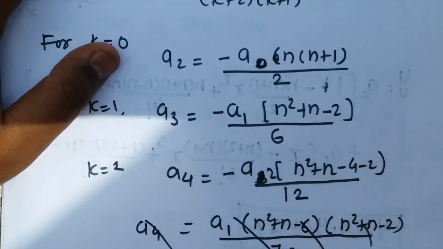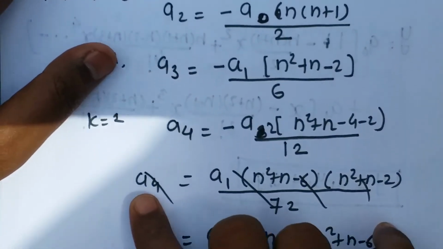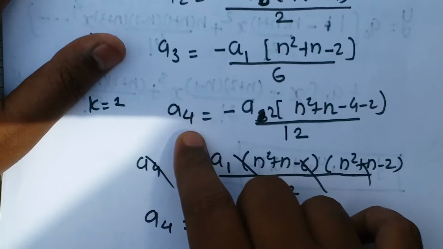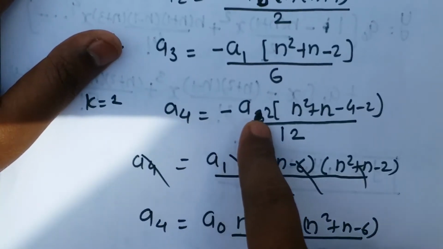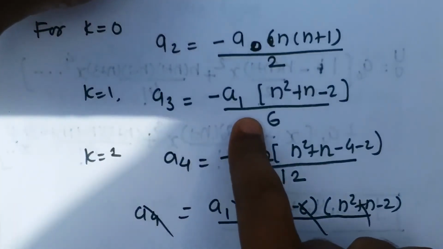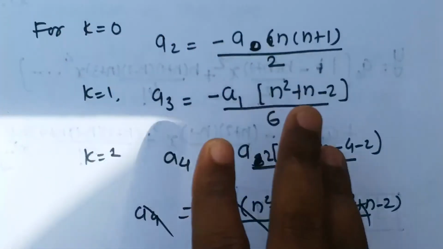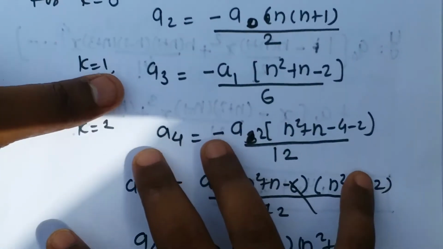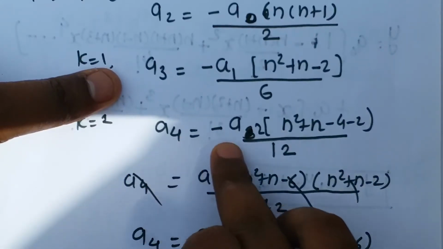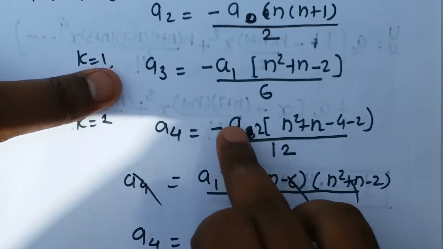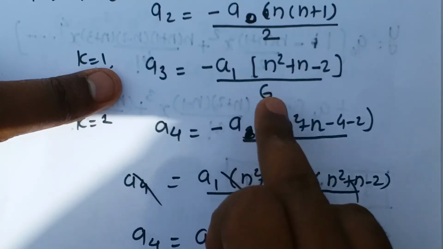N plus 2 and n minus 1, right? Then the next constant a4 we can determine as minus, and this is the value of a3 in terms of a1. So we determine the constants a2 onwards in terms of a0 and a1. That you need to understand for the power series method. Now for k equal to 2, a4 you will get in terms of a2 first. Again we need it in terms of a0 or a1.